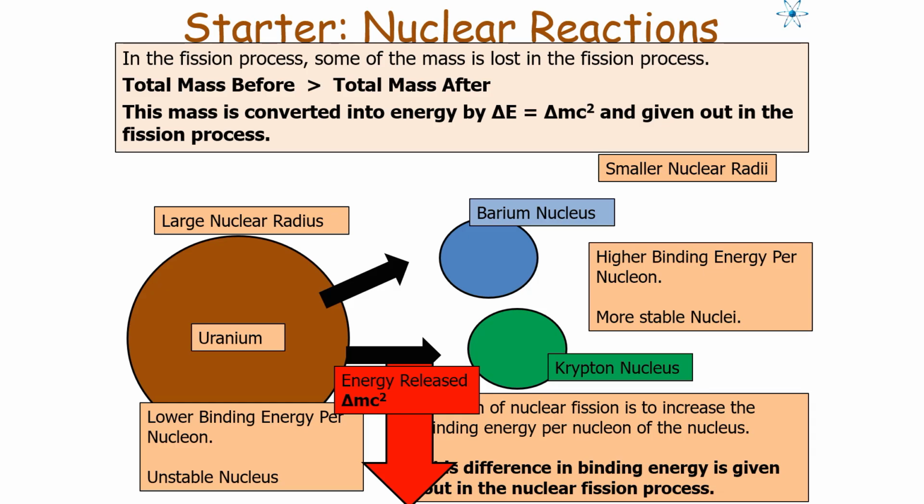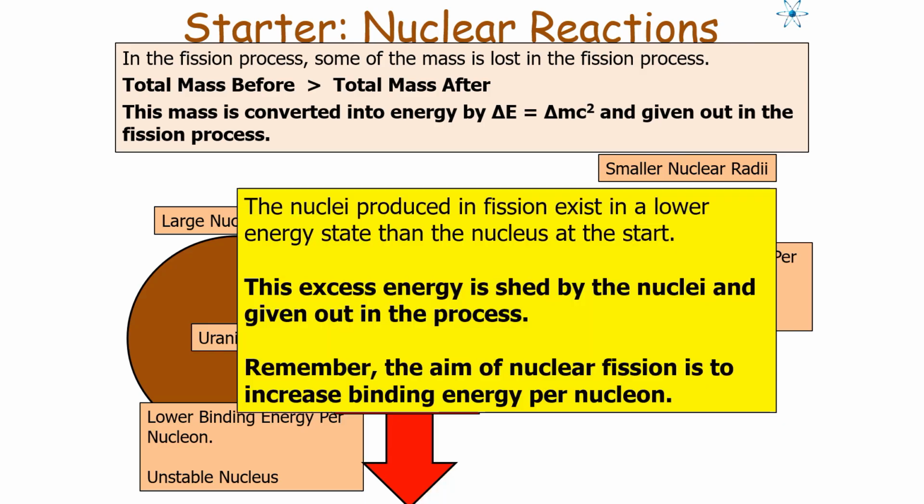So this mass is converted into energy by our equation delta E equals delta m c squared and given out in the fission process. Now, the energy tends to be released either in the form of kinetic energy of the particles released or in the form of gamma photons. Now, the nuclei produced in fission exist in a lower energy state than the nucleus at the start. So this excess energy is shed by the nucleus and given out in the process. Because again, remember, the aim of nuclear fission is to increase the binding energy per nucleon.